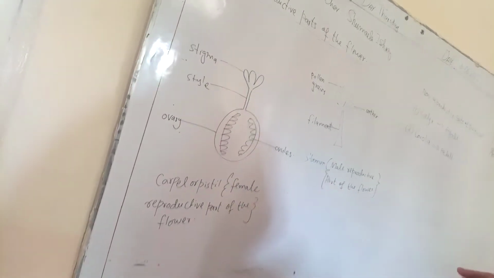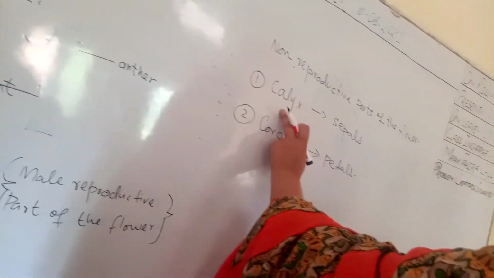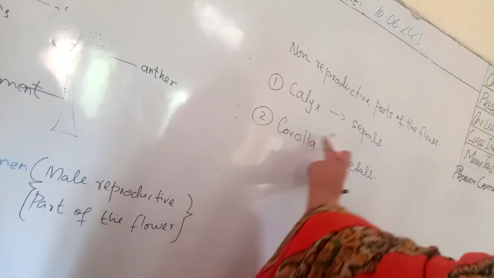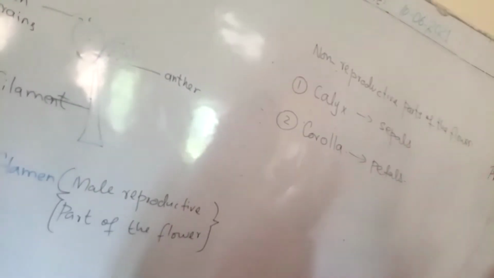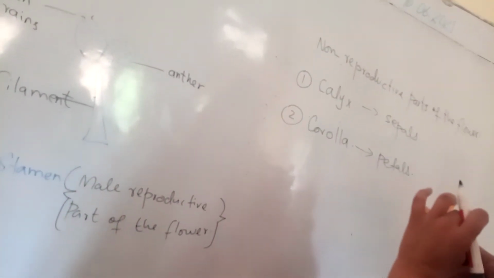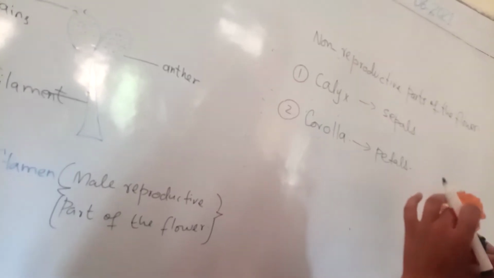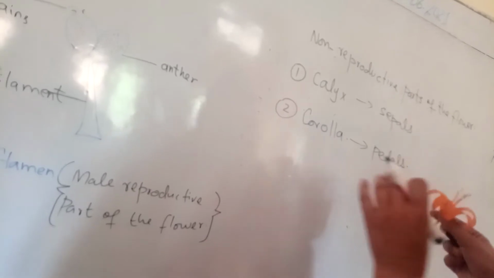Now about non-reproductive parts. Non-reproductive parts of the flower are calyx and corolla. Calyx are also called sepals. These are mostly green in color. So these calyx are mostly present on the outside, and they are protective in function. They are mostly green in color.